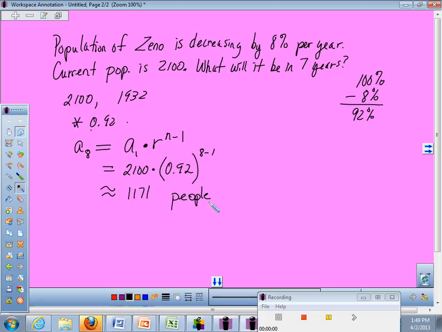All right. So, that's finding terms in a geometric series. Not a good place to stop. Yes. 2,100 commas. 1,932 would be the second term. Oh, okay. I was just listing what the population was doing.